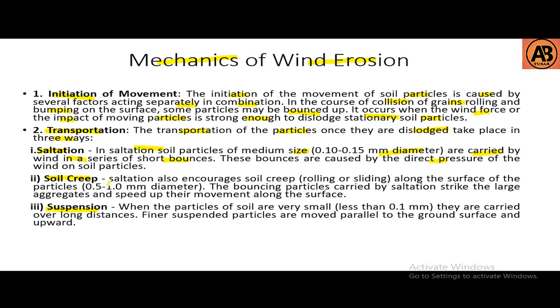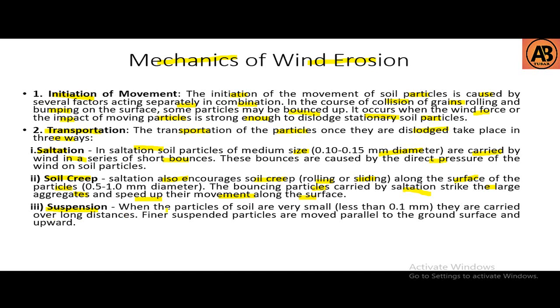Then number 2 is soil creep. Saltation also encourages soil creep, rolling or sliding. That means soil creep means rolling or sliding along the surface of the particles, and the bouncing particles carried by saltation strike the large aggregates and speed up their movement along the surface.